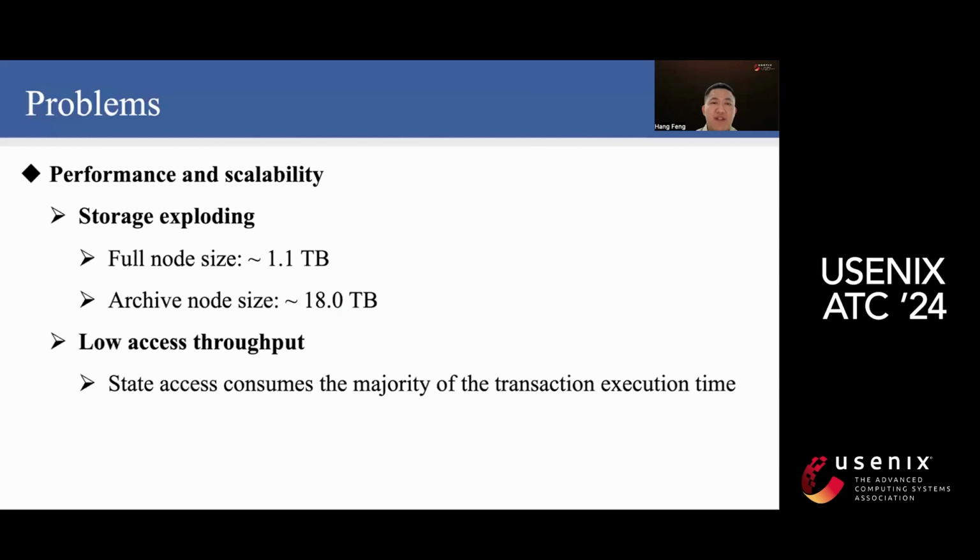However, current Ethereum archive node suffers from performance and scalability problems. As of now, an Ethereum archive node has consumed about 18 terabytes of storage. Besides, state access in archive node is extremely slow, and it consumes the majority of the transaction execution time. We identified two root causes of the problems.